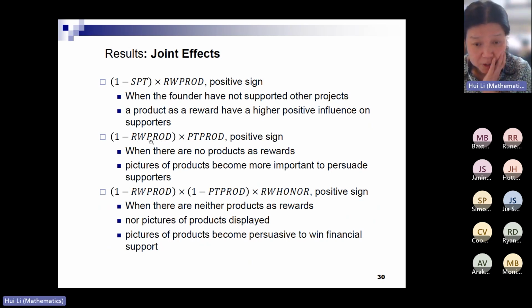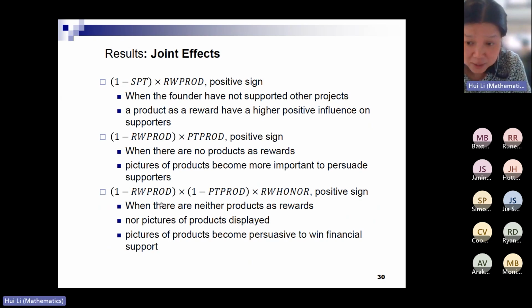RWPRD is reward with a product, and PTPROD is picture of product. Both of these are dummy variables. These interaction terms also consistently have a positive sign. It means that when there are no products as rewards, the picture of the product becomes more important to be persuasive to supporters.